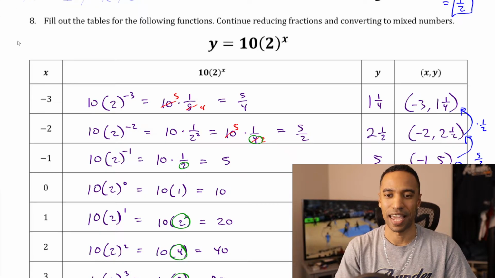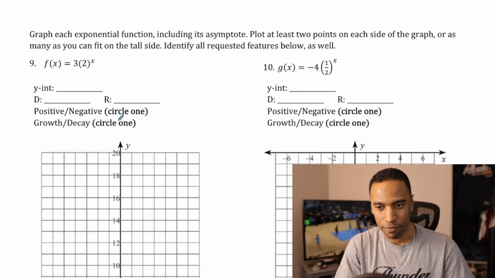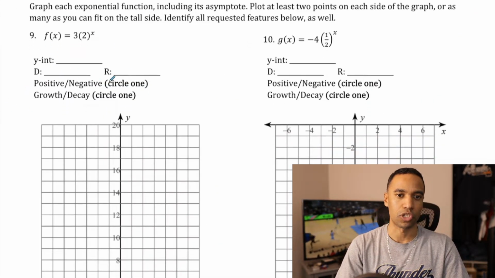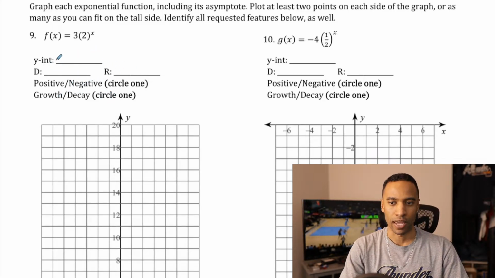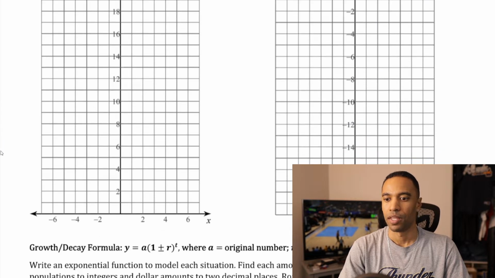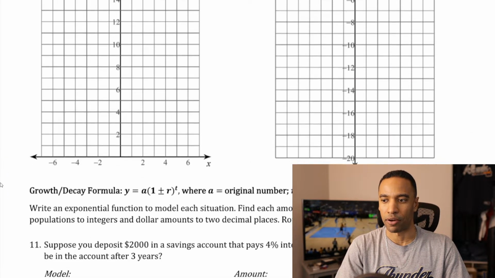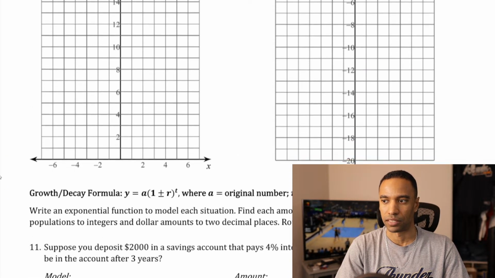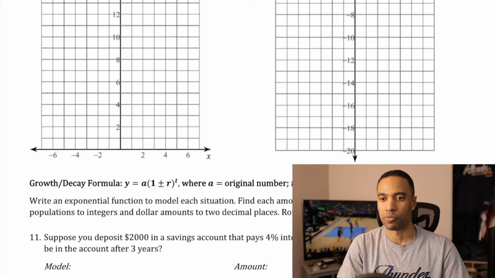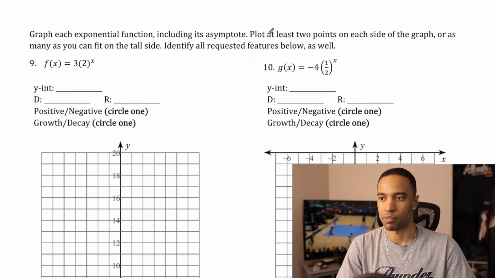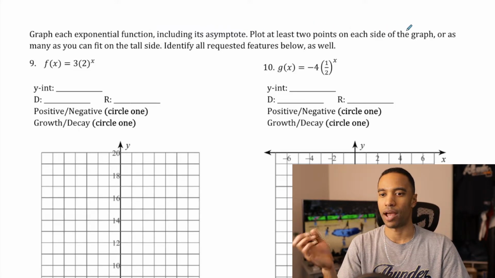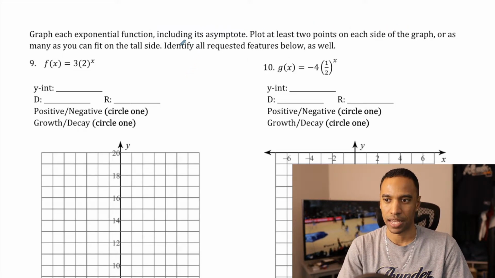That was number 8, and let's move to the backside where we graph. We describe whether it's positive or negative growth or decay. We get our domain and range with these and the y-intercept and all that with the graphs. And I might zoom out on this a little bit, all depending on what I need to fit. And then we have word problems down here. All right, graph each exponential function, including its asymptote. Plot at least 2 points on each side of the graph, or as many as you can fit on the tall side. Identify all requested features below.